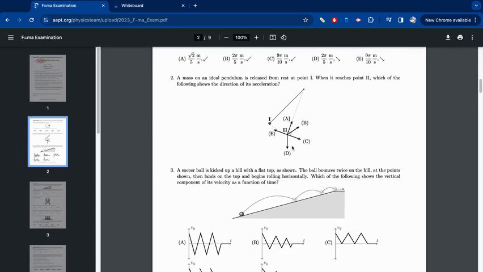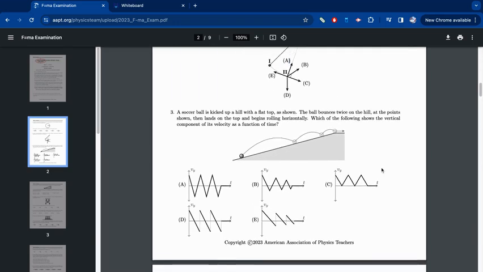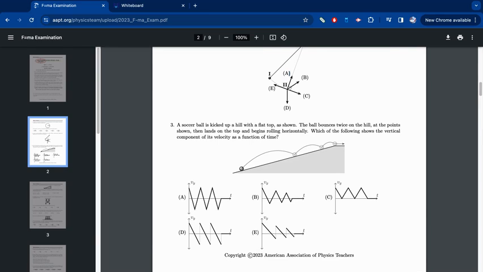Okay, problem number 3. So we have a soccer ball that's kicked up a hill with a flat top as shown. The ball bounces twice on the hill at the points shown and then lands on the top and begins rolling horizontally. So we want the vertical component of its velocity as a function of time. As you kick it, you're going to have gravity acting downward, which is going to reduce your vertical velocity. And as you can see, it becomes flat here, which means your vertical velocity is 0. And then it goes down a bit more.